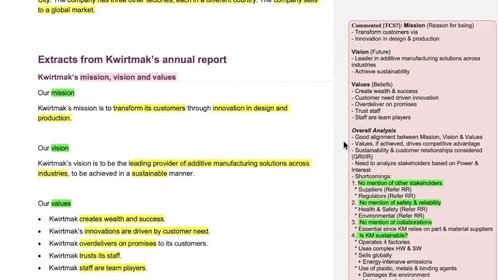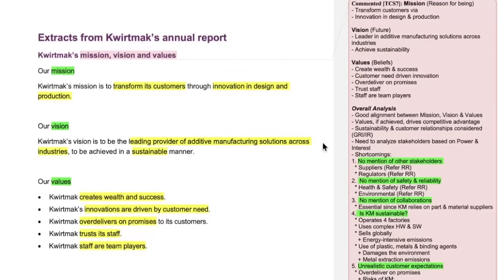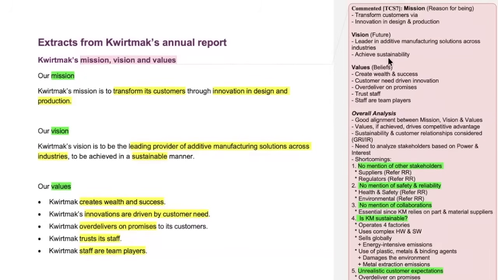So there's a good alignment between the mission, vision, and values of your chosen company. And values, if achieved, drive competitive advantage, because it's great to focus on our customers, focus on shareholder well-being, as well as focus on the well-being of our staff members. So if we achieve the values, it will drive competitive advantage in the future. And we are also considering sustainability as per our vision statement. So sustainability as well as customer relationships are considered.